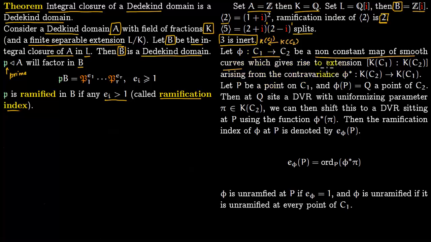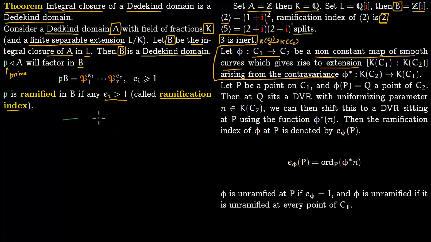So this gives rise to extensions. This K_C2 goes into K_C1. You have this extension, again arising from the contravariance, this phi star going from K_C2 to K_C1. So this is our standard algebraic geometry argument. Now consider some point P on the curve C1, and the image of point P is Q on curve C2.